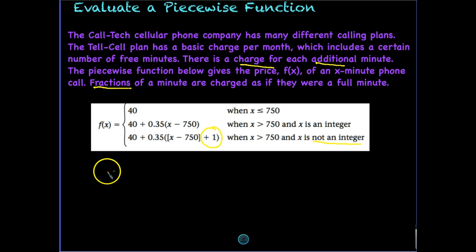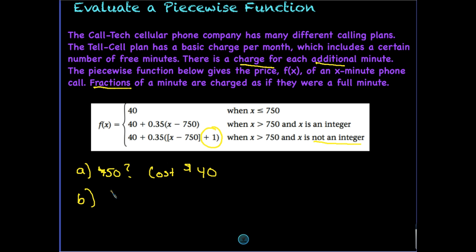So let's look at some examples. Let's say A. Let's just say you talked on the phone for 750 minutes. Which plan would you use? 1, 2, or 3? You would use number 1. So the cost that you would pay if you talked on the phone for 750 minutes or less would be $40.